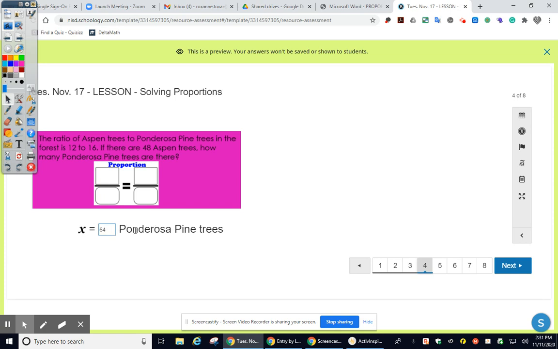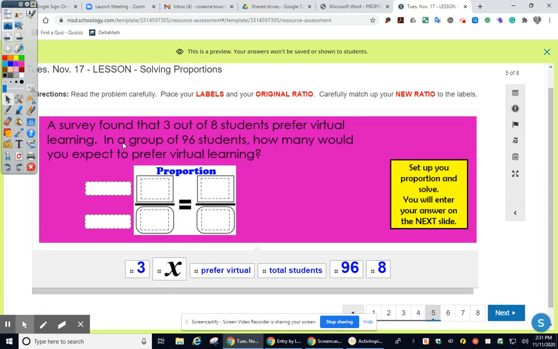And the label's already put there for it. 64 Ponderosa pine trees. All right, let's do another one. It says a survey found that 3 out of 8 students, 3 out of 8 prefer virtual learning. I'm going to stop there.